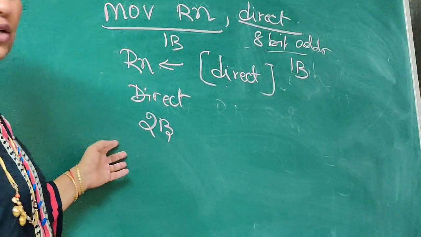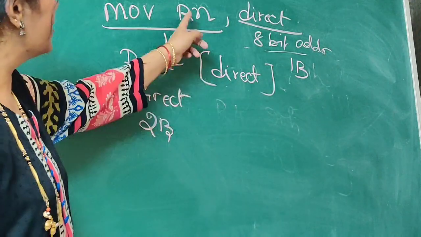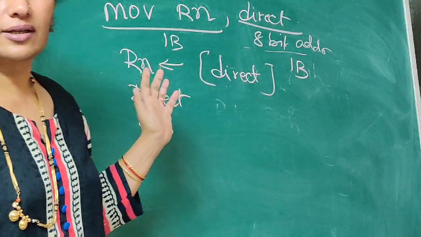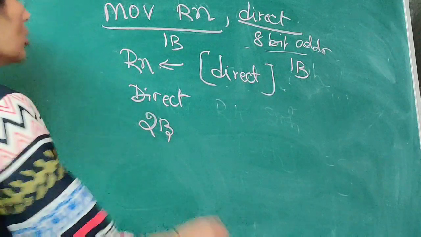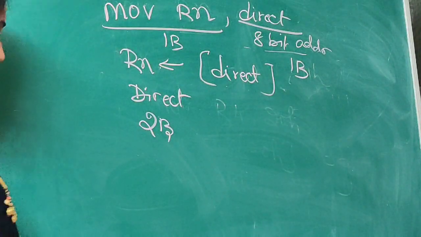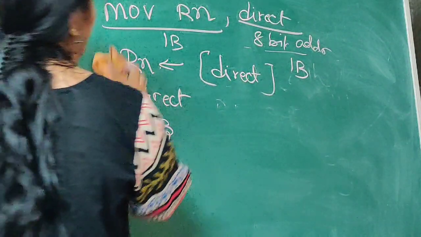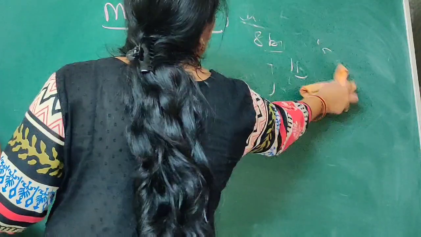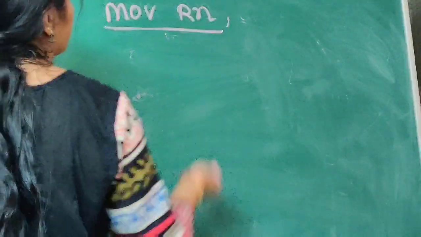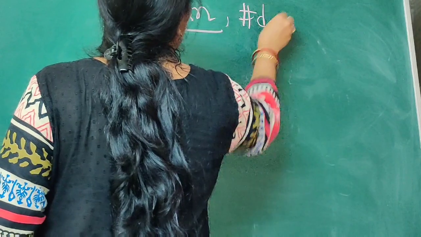And which flag is going to get affected? None of the flags. Why? Because the destination is a register, and I am not touching the accumulator. So none of the flags are going to get affected over here. So this is going to be the meaning. Next, move Rn, hash data.